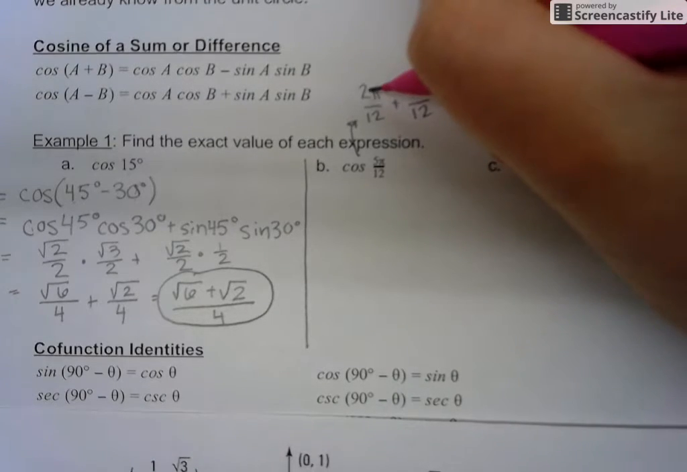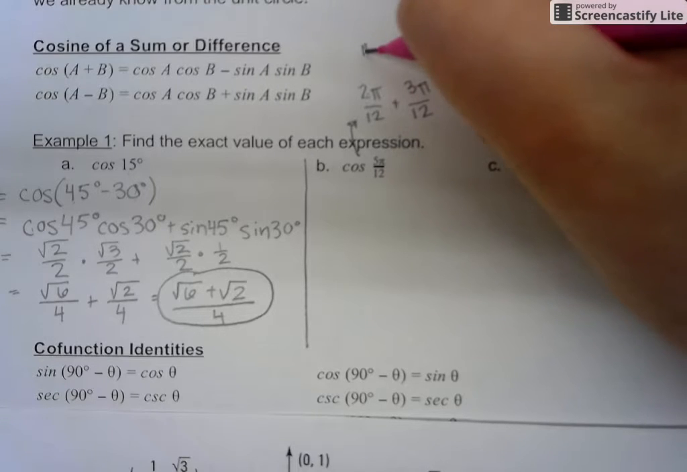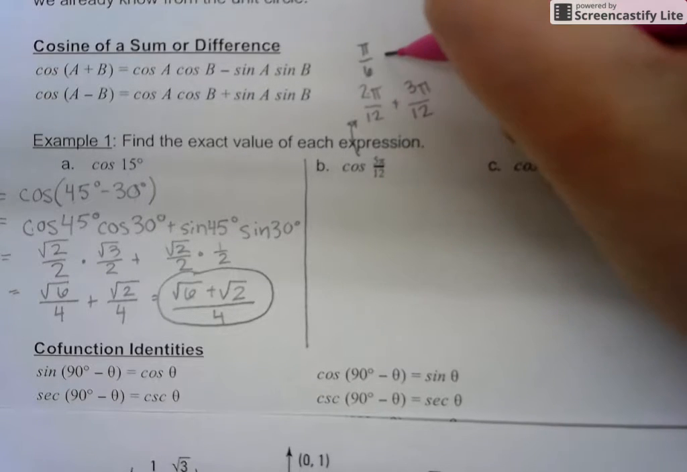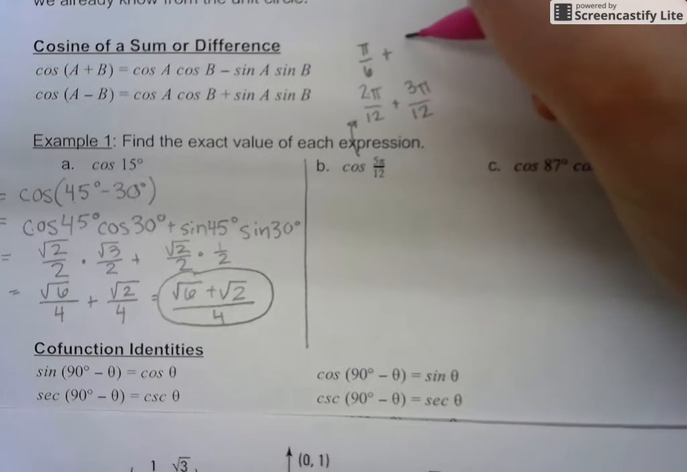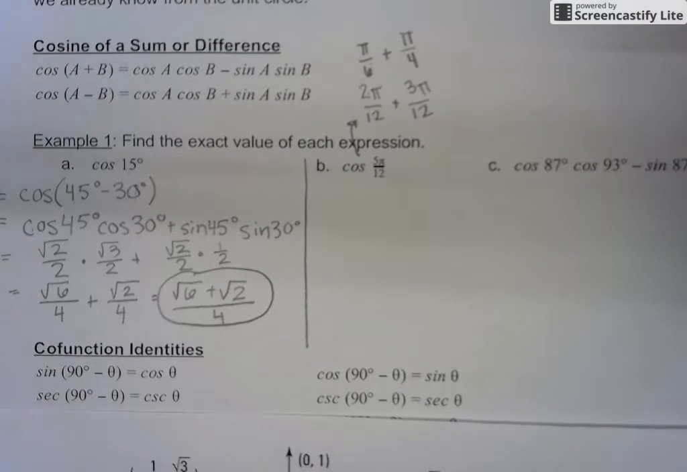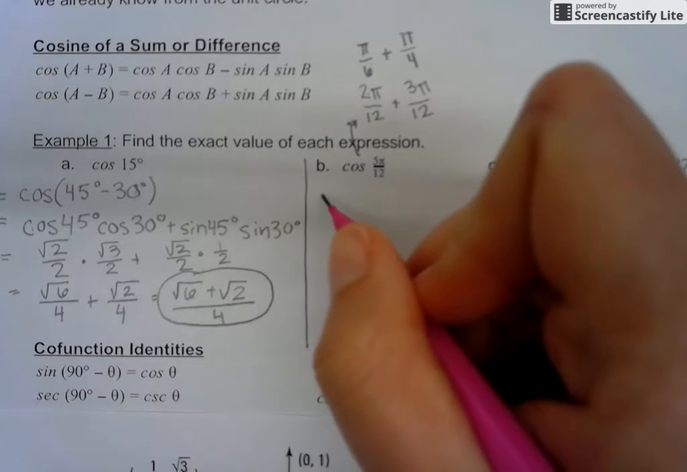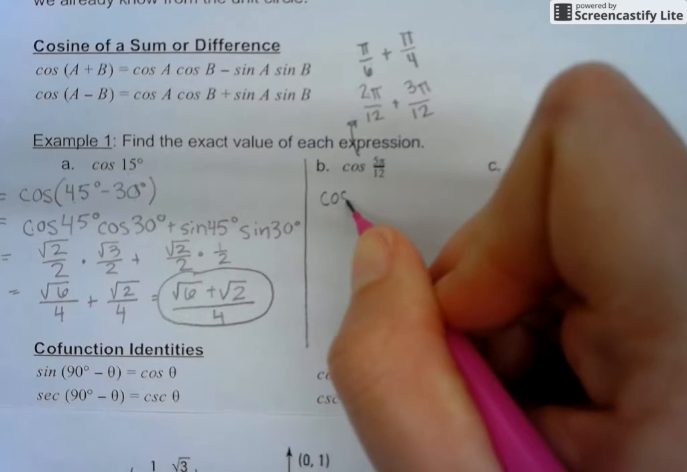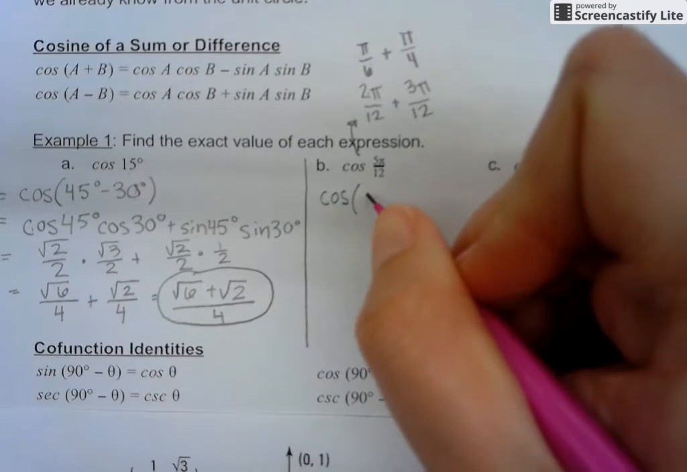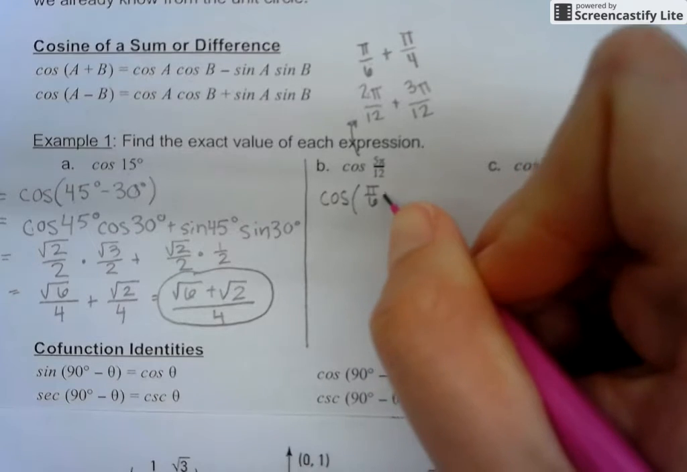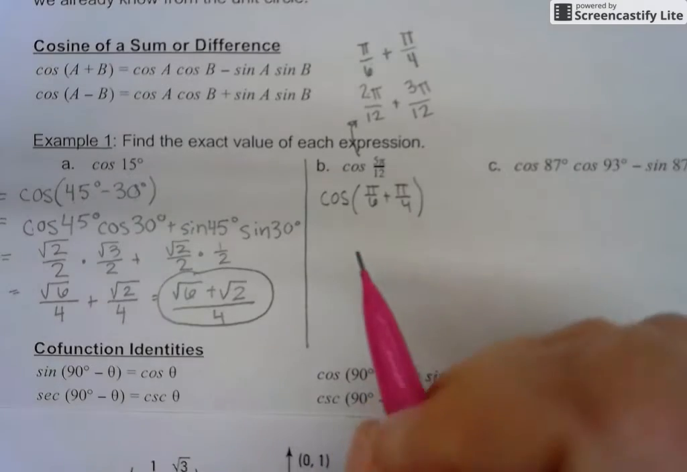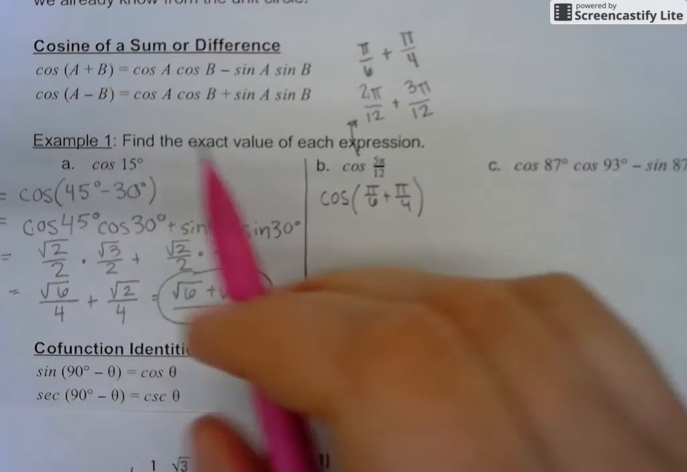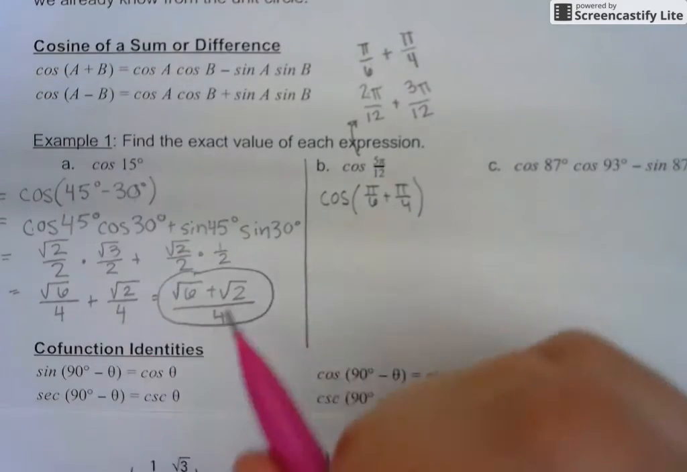Now I'm doing this because 2 pi over 12, that's the same as pi over 6, and that's one of the values on my unit circle. 3 pi over 12, when you reduce that, that's pi over 4. Pi over 4 is also a value on my unit circle. So I could see that I could rewrite this as the cosine. Instead of 5 pi over 12, I could say pi over 6 plus pi over 4. And then using that same thought process as the last problem, I'm going to use the sum formula for cosine.